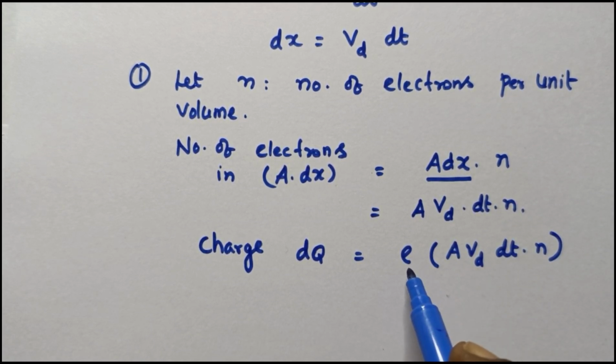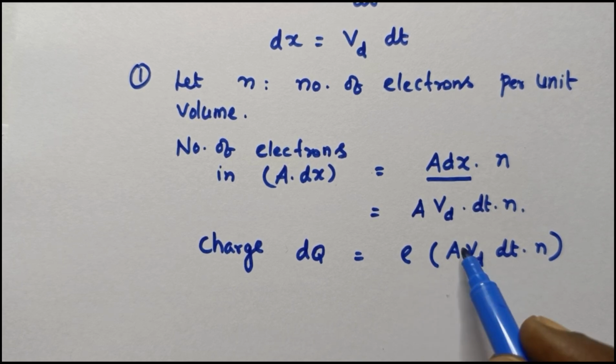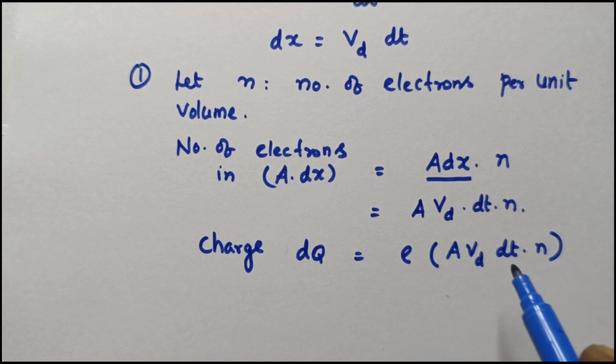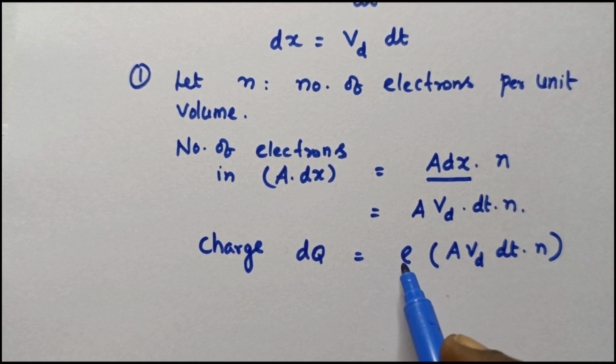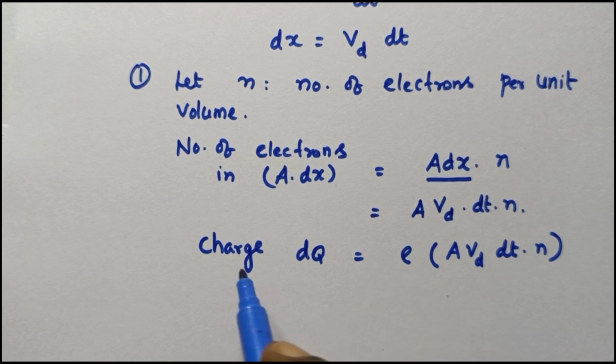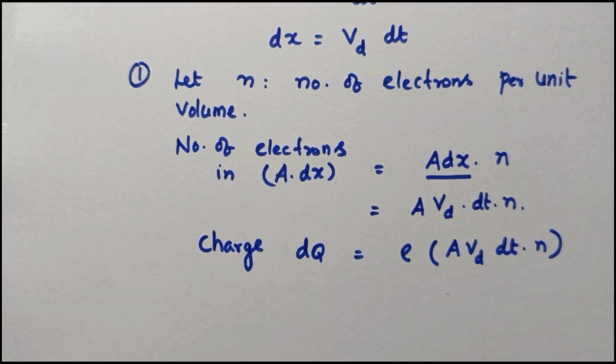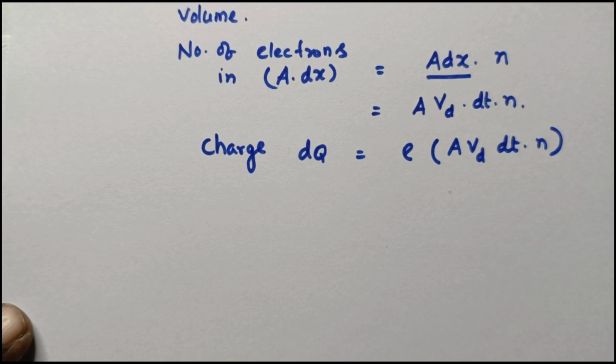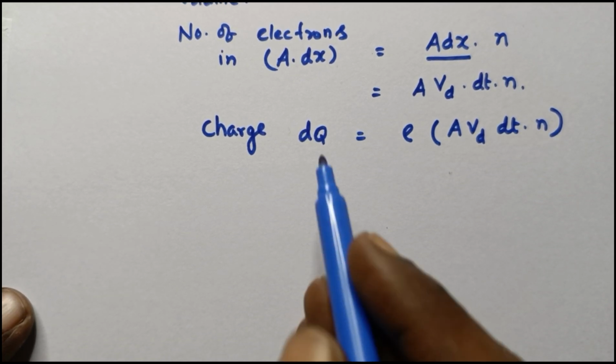Here e is the charge of one electron. This is the total number of electrons. If we multiply this total number of electrons by the charge of one electron, we get the total charge. That is dq.